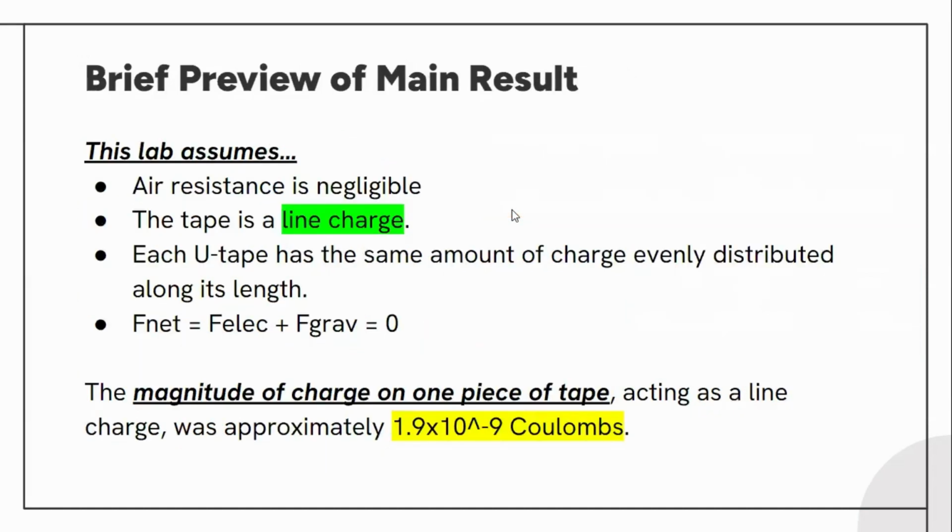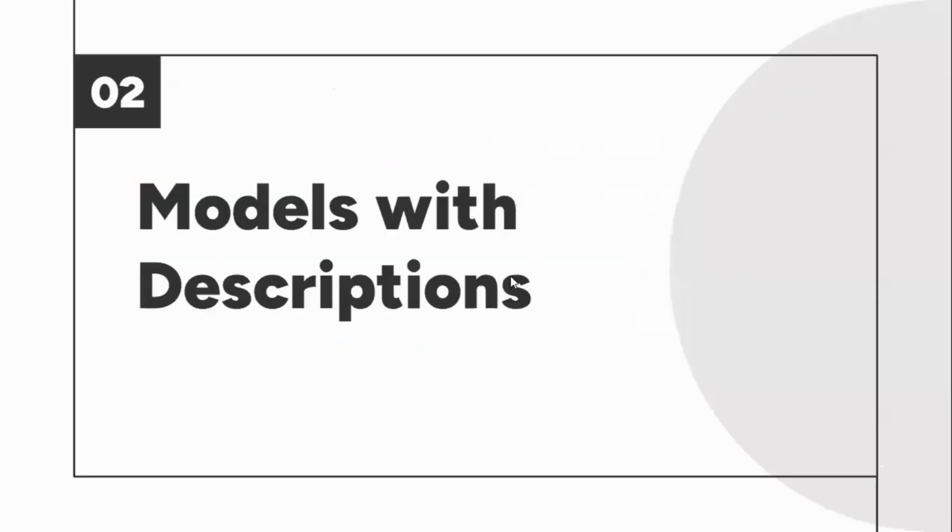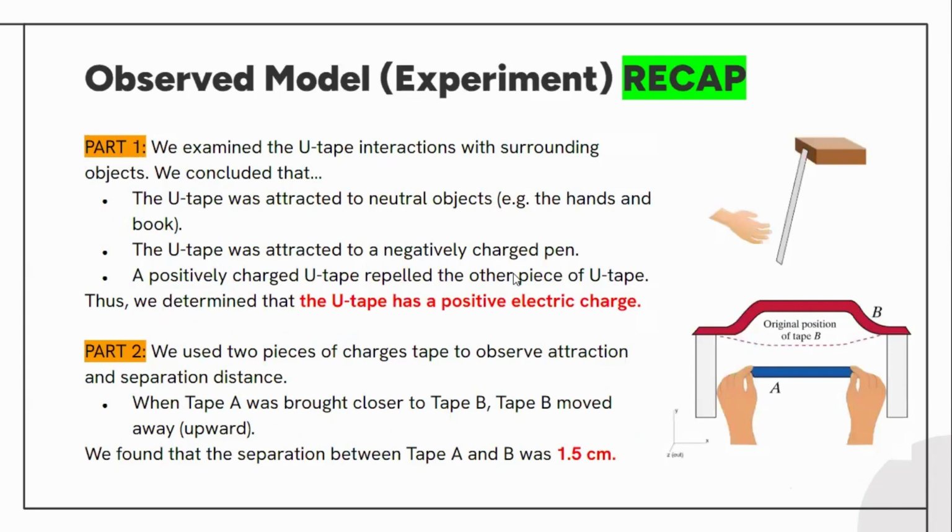Brief preview of main results. These are the assumptions that this lab utilized. Importantly, that the tape is a line charge and not a point charge. F net was equal to 0. The magnitude of charge on one piece of tape acting on a line charge was approximately 1.9 times 10 to the negative 9 coulombs.